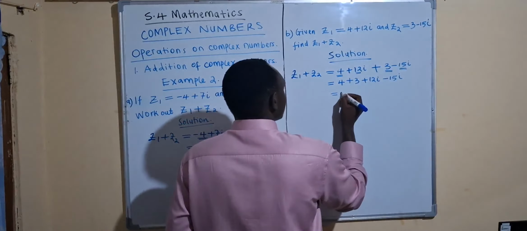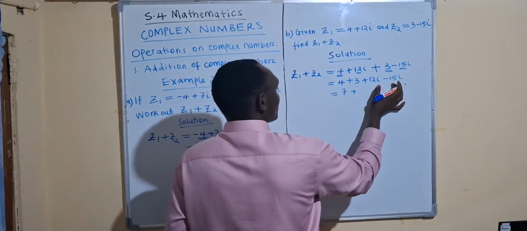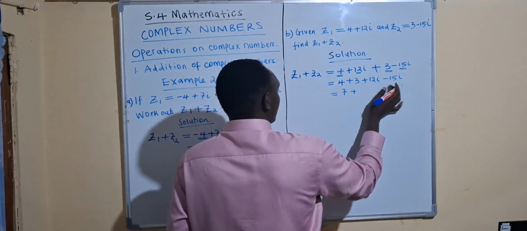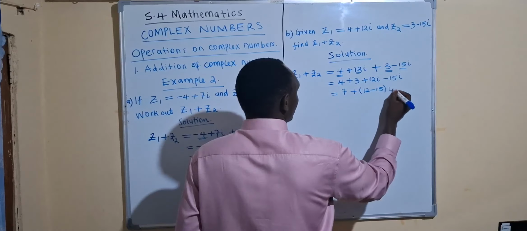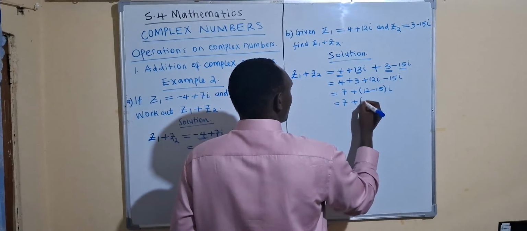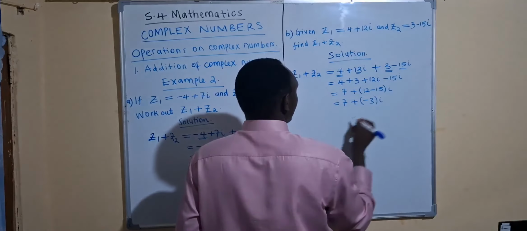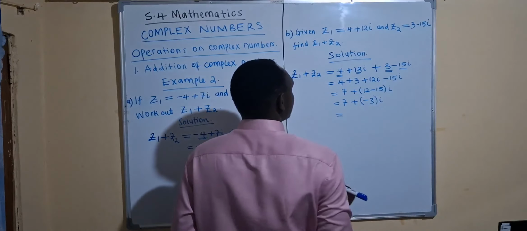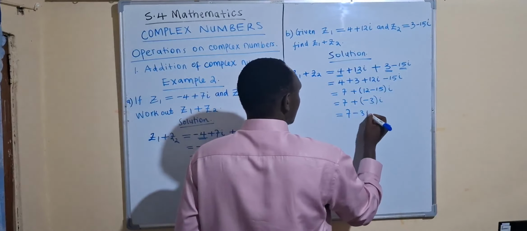What is 4 plus 3? This is 7 plus, again we are subtracting, 12i minus 15i. This is the same as 12 minus 15, factor out i. This gives us 7 plus, what is 12 minus 15? This is negative 3i. Then we will proceed here. What does it give us? It gives us 7 minus 3i.